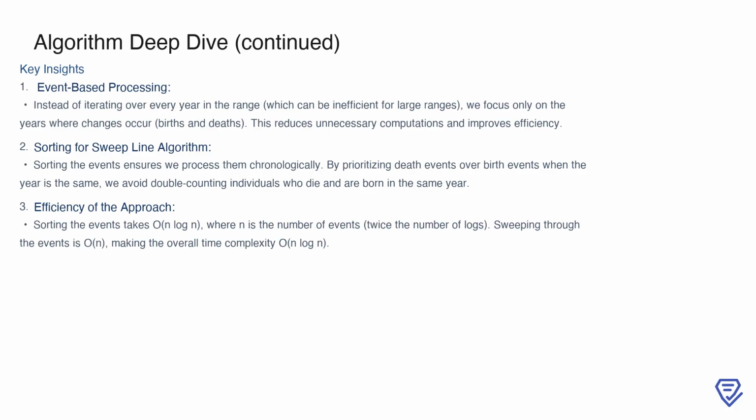The efficiency of this approach lies in its time complexity. Sorting the events takes n log n, where n is the number of events, and the sweeping line algorithm itself has a time complexity of n. This makes the overall complexity n log n, which is efficient given the nature of the problem. By combining event-based processing with sorting and a linear sweep, we achieve an optimal solution that balances clarity and performance.